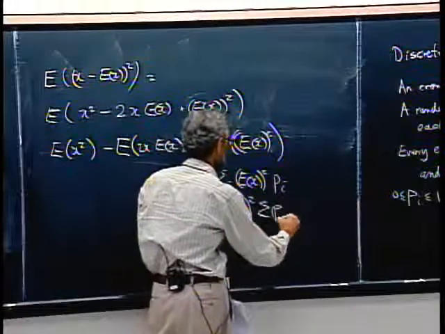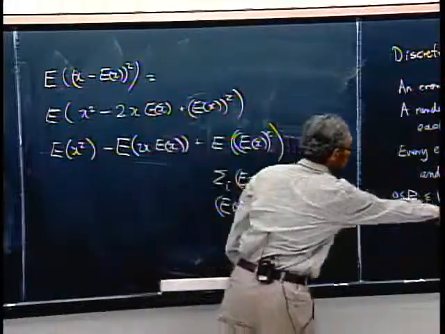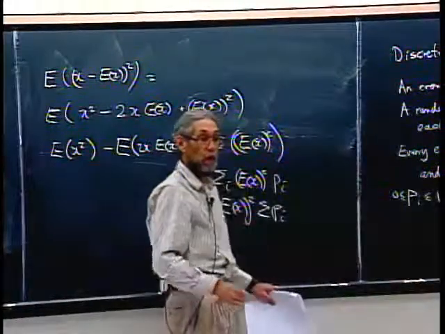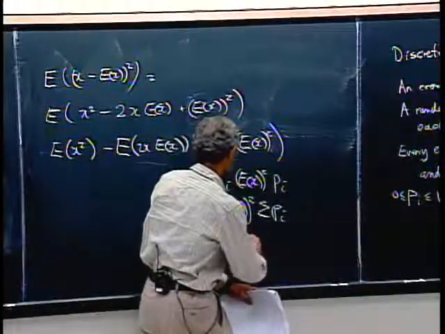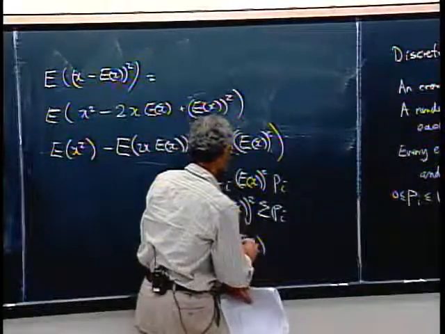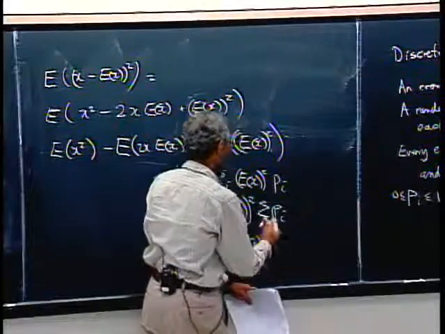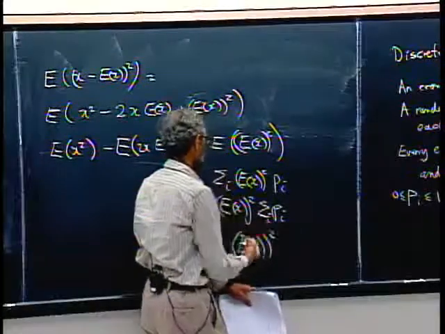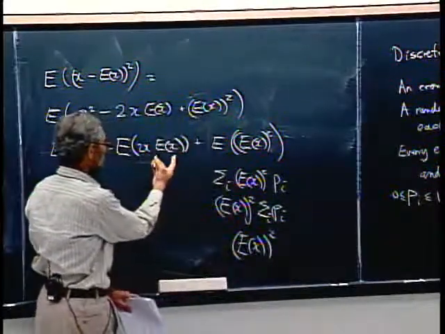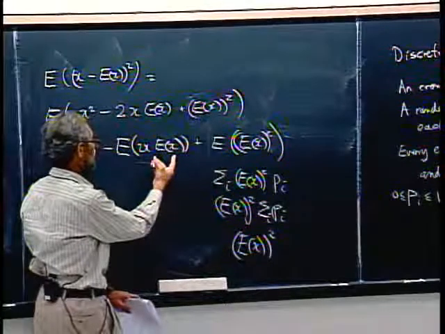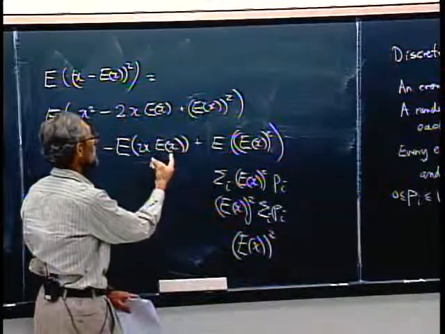Times the sum of the pi's, but because of that rule on the next board here that all the probabilities add up to 1, this is just going to be the expected value squared, that constant, because this is going to be 1. Now for this one, similarly, I'm going to factor out this constant 2E(x), right?